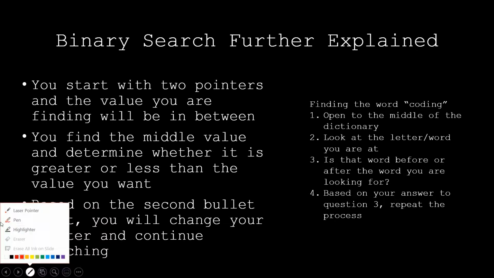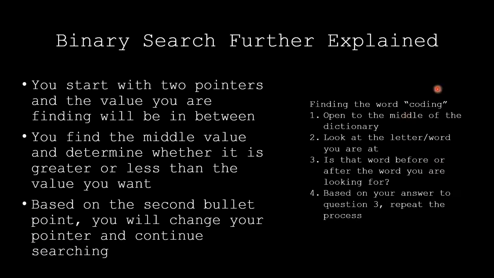So if you didn't quite understand what we did, you can look at the right portion of the screen. When we were trying to find the word coding, we first opened to the middle of the dictionary. We looked at the current word we're at, and we said, well, is it before or after what we're trying to find? And based on our answer, we moved the first or last value, and we repeated the process.